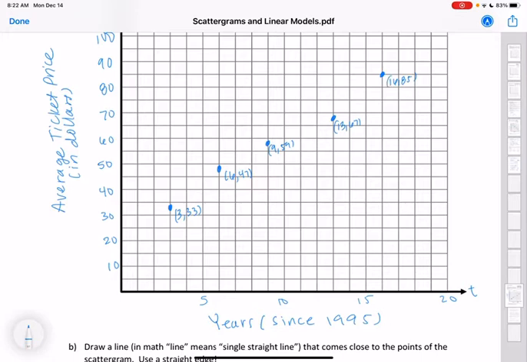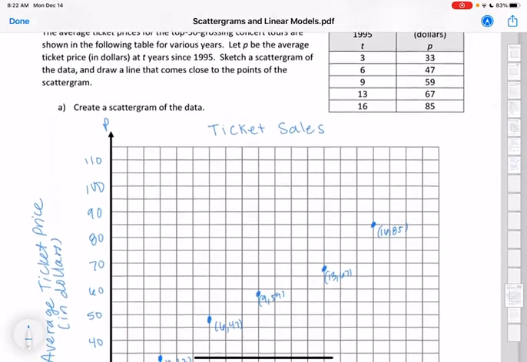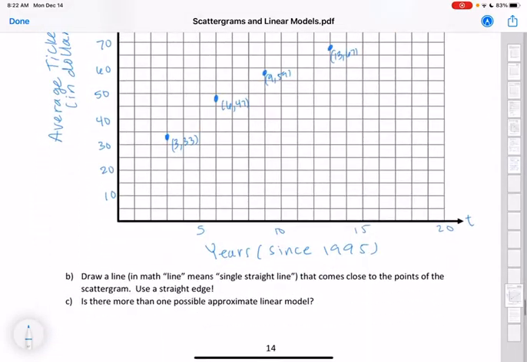All right, so I have them all plotted. So hopefully you agree that that is generally a line, but they aren't exactly perfectly on a line. So that's why it's called approximate linear relationships. Okay, so we have everything labeled. We have our points all plotted. Let's go ahead and draw in a line that comes close to all those points.